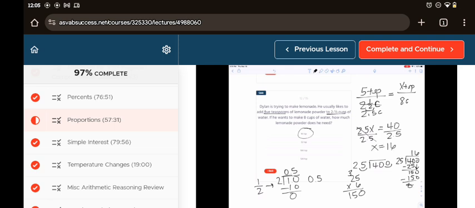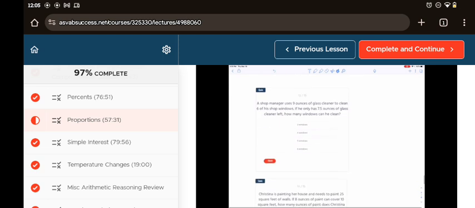So our answer is x equals 16 teaspoons. Awesome. Okay, let's move on. Number 13. It says, a shop manager uses 9 ounces of glass cleaner to clean 6 of his shop windows. If he only has 7.5 ounces of glass cleaner left, how many windows can he clean?